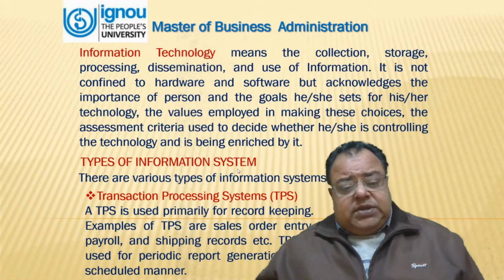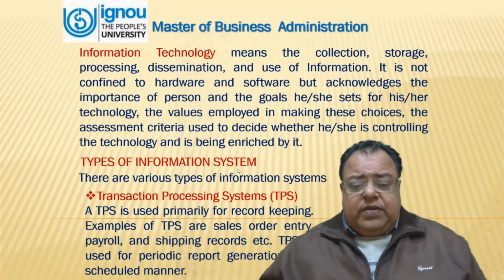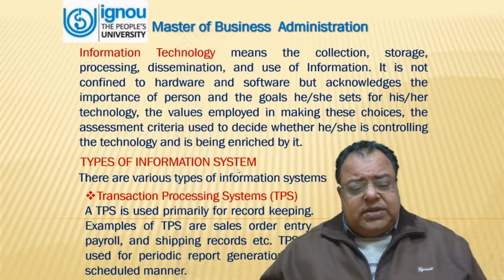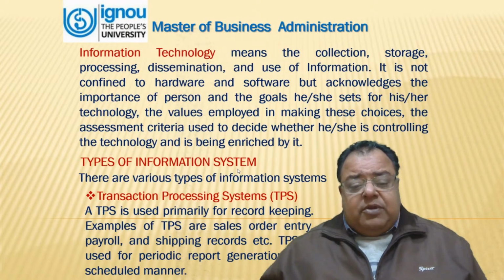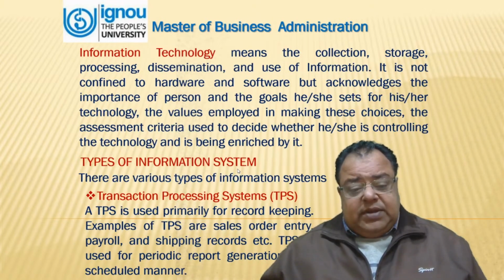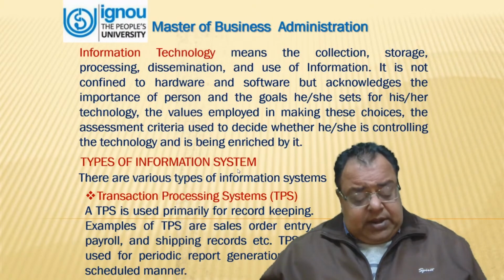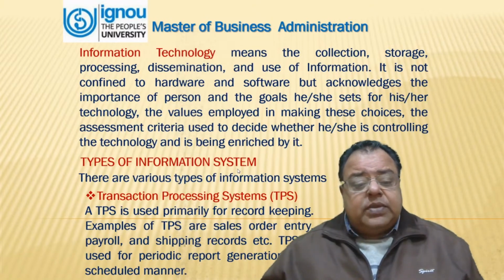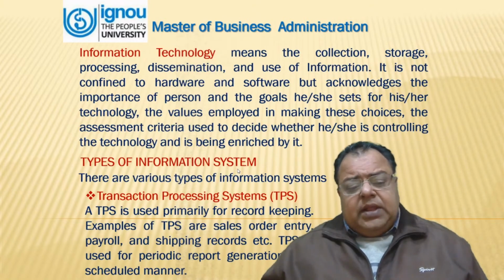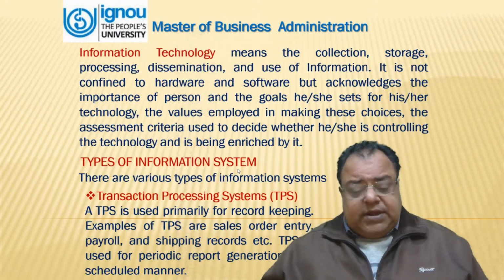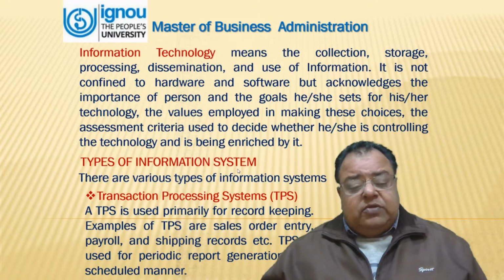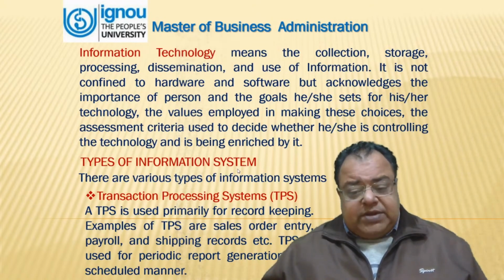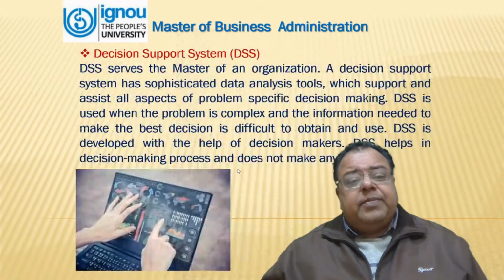Types of information system. There are various types of information system. First one is transaction processing system, that is TPS. It is used primarily for record keeping. Examples of TPS are sales order entry, payroll, and shipping records, etc. TPS is used for periodic report generation in a scheduled manner.